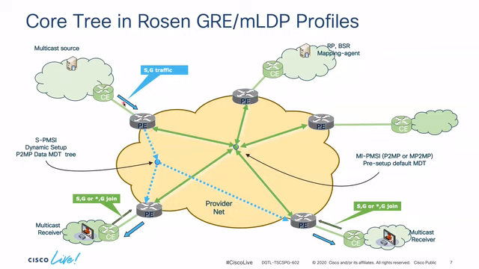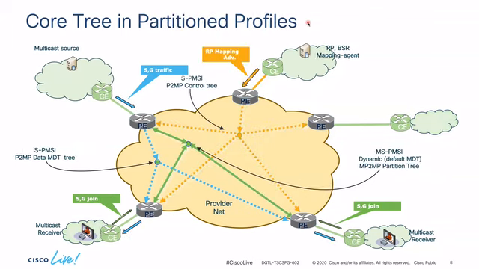So this service traffic will be delivered by this S-PMSI core tree, and then delivered to the multicast receiver. This will prevent wasting network bandwidth in the provider network. So this is for the row zone-based profile. Then let's see the partition-based profile.